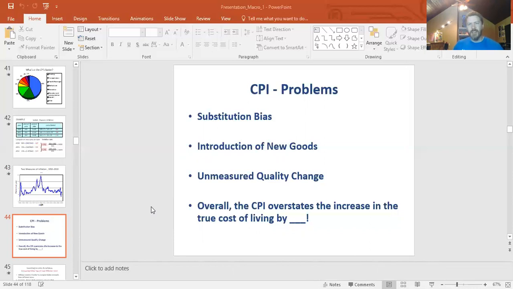For the most part, I'm going to let you read about these problems in the textbook. These problems are not that complicated, so I'm not going to spend a whole lot of time on them. But the one that I am going to talk about, the one that you should know, is substitution bias. Substitution bias is undoubtedly the biggest problem with the CPI, and it's a pretty big problem.